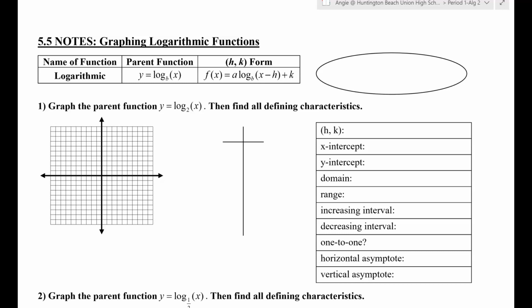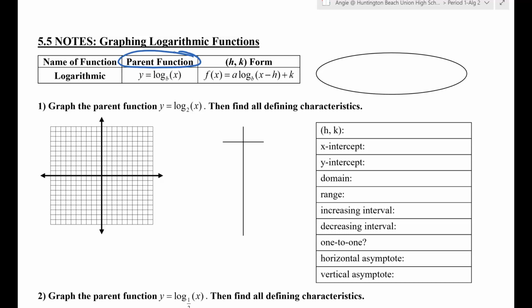Hey guys, this is Mrs. Tran-Bloom recording on our 5.5 notes, graphing logarithmic functions. So we will have a parent function here. The parent function will be y equals log base b, whatever b is, of x, okay?